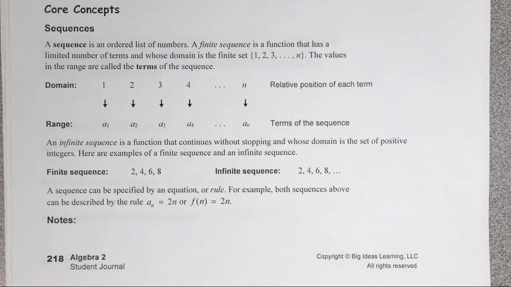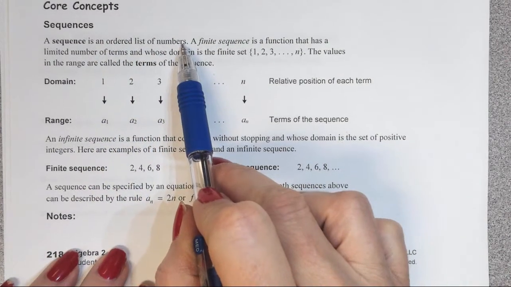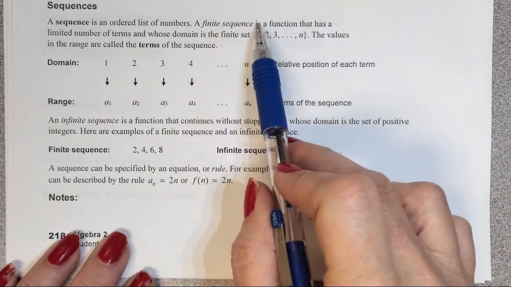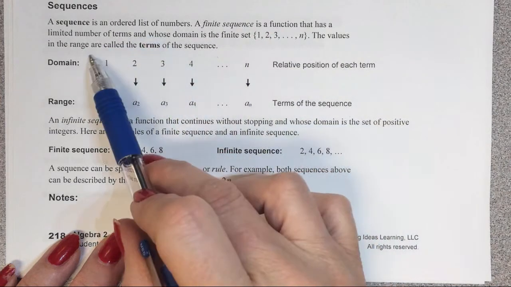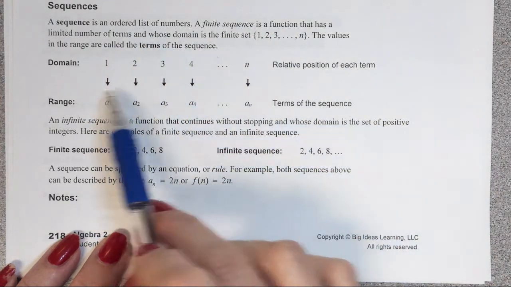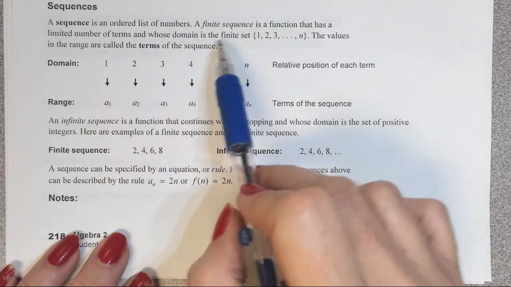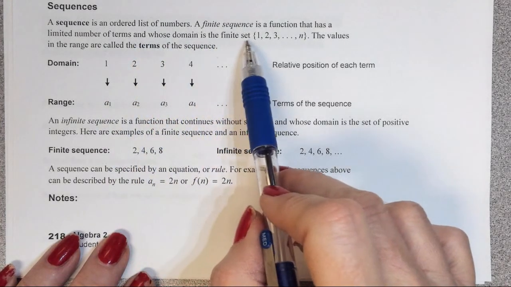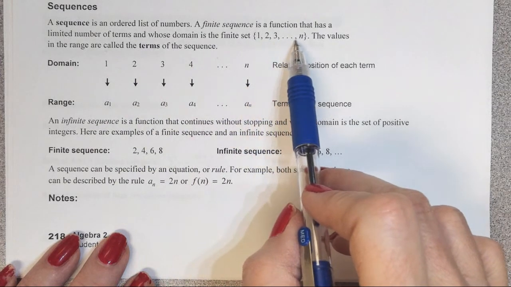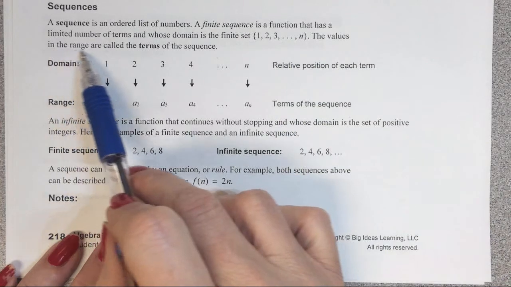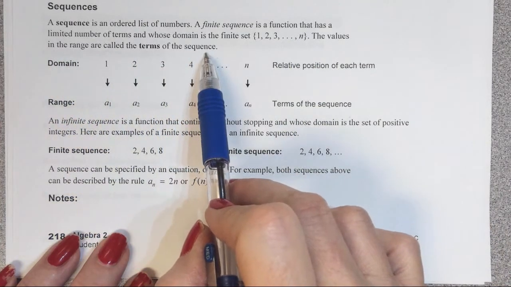So a sequence, looking down here at the middle, rather than writing out the vocab, we're just going to read through it. A sequence is an ordered list of numbers. So it means that something's happening every time. A finite sequence is a function that has a limited number of terms. So it means that the terms stop. Like we might have 10 terms, 5 terms, whatever. Whose domain is the finite set of 1, 2, 3, 4, 5, 6, 7, 8, 9, 10, if we're going up to 10. The values in the range are called the terms of the sequence.